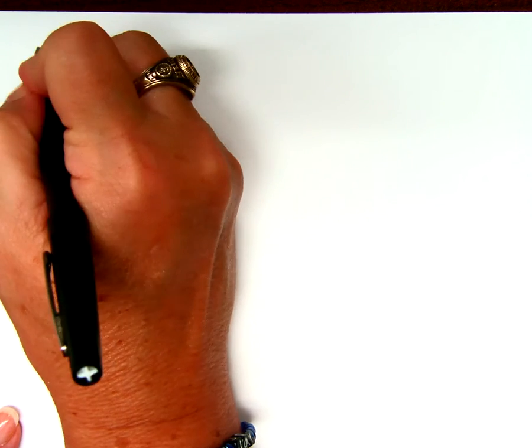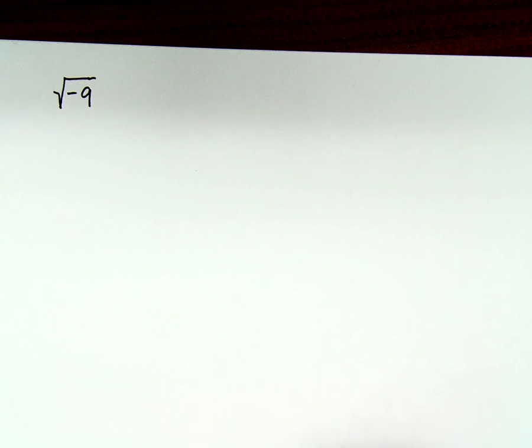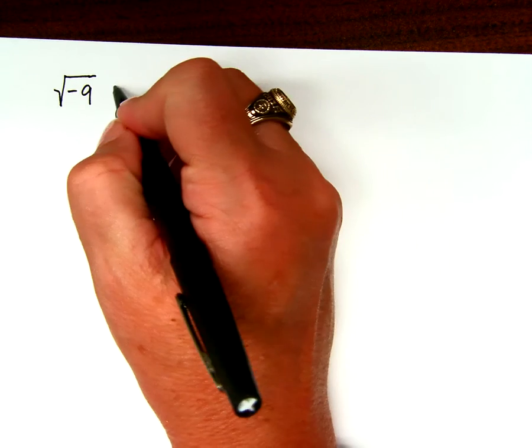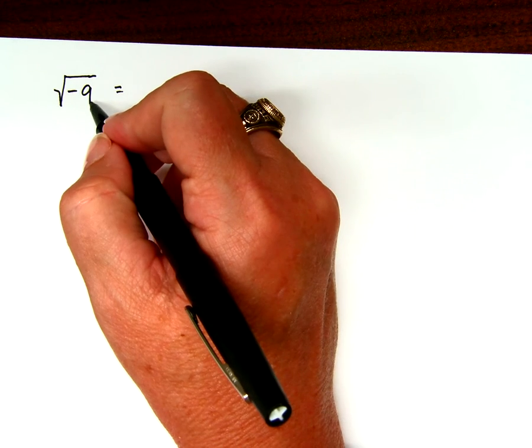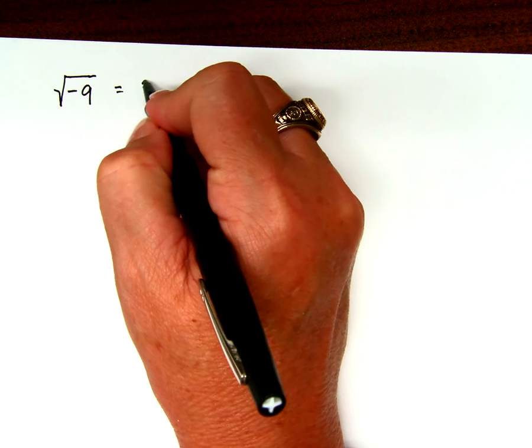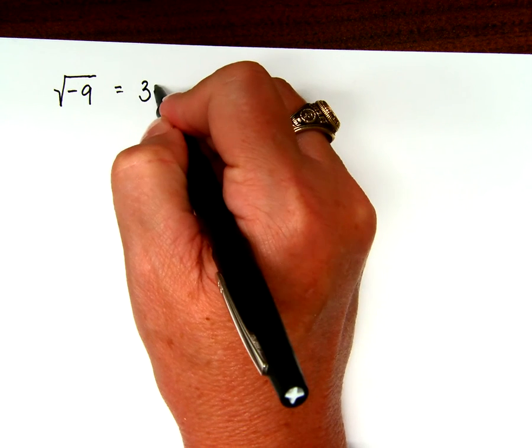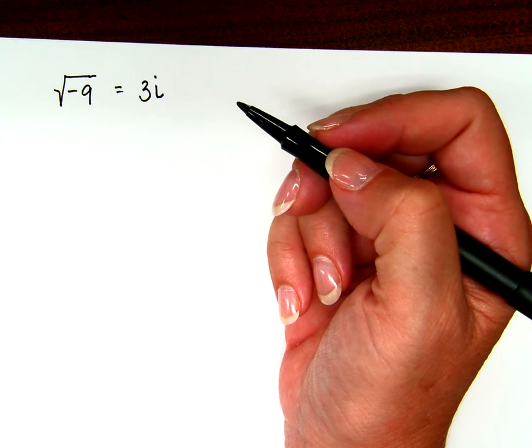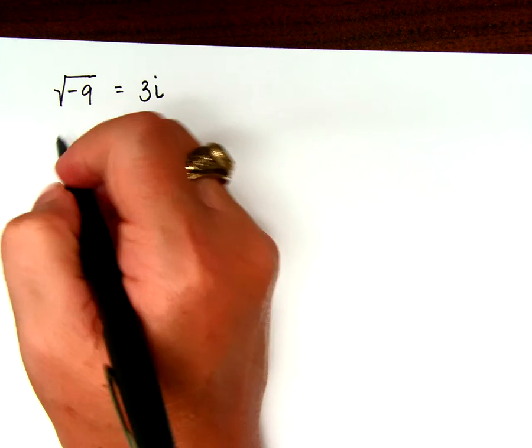So let's do something simple to start with like this. What does the square root of negative 9 equal? What's the square root of 9? What's the square root of negative 1? i. Okay? Then we need to go here.